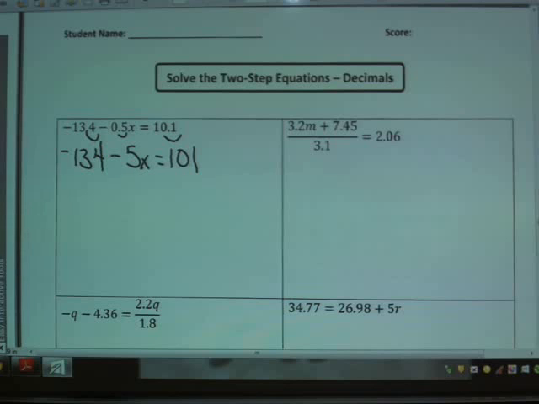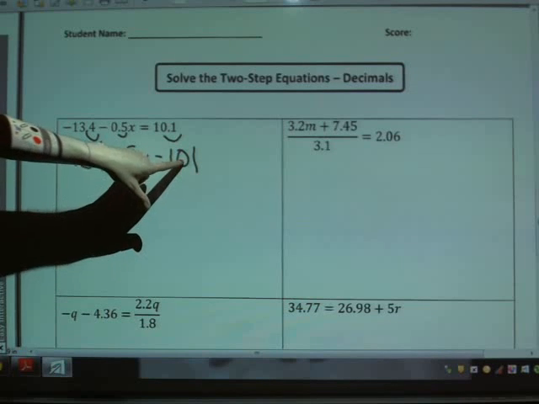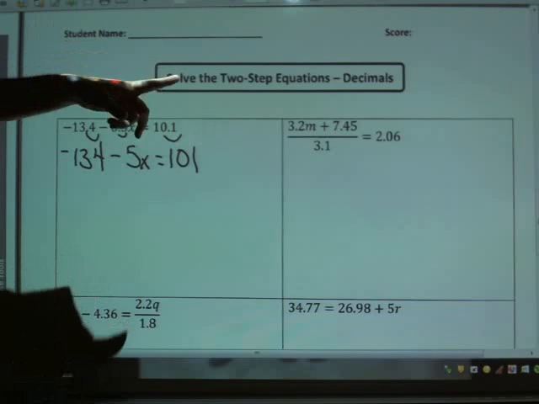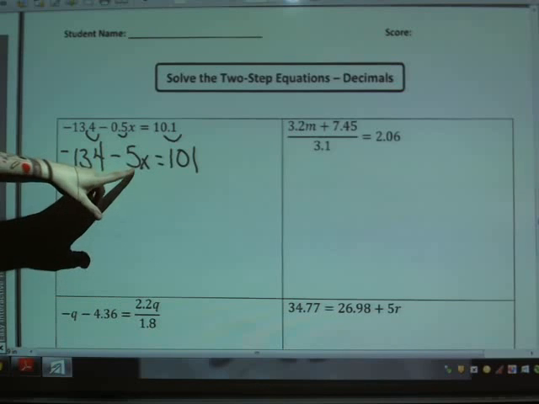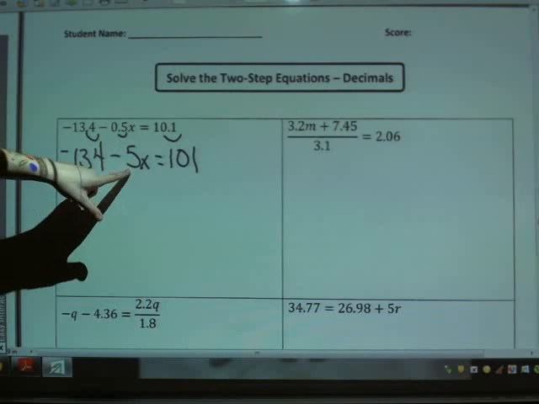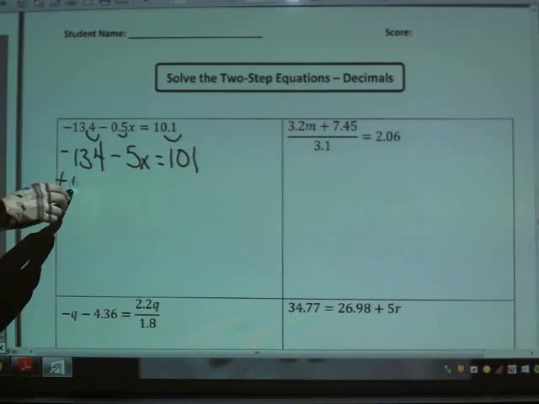So we're going to say to ourselves, variables on the left, x is going to stay on the left, numbers on the right. Well, 101 is going to stay on the right. So the 134 and the 5 are both going to have to get moved over to the right side. And again, the thing that's directly connected to the variable, 5 in this case, goes last. Okay, so that being the case, I'm going to add 134 first.